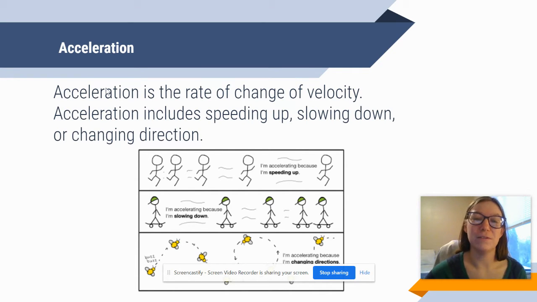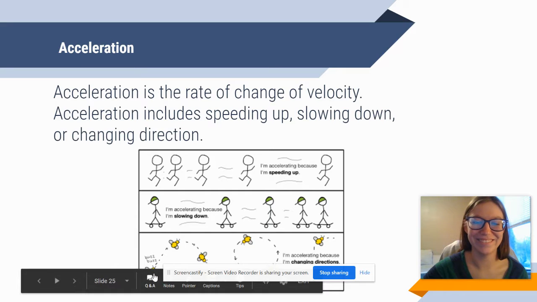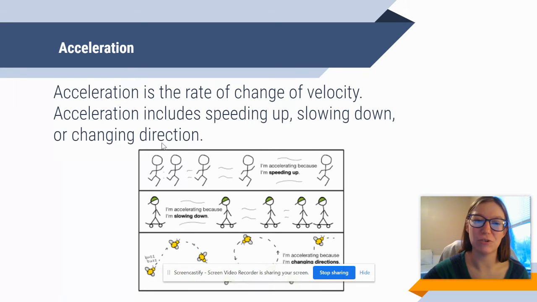So first off, the difference between acceleration and velocity. Remember that velocity is what we talk about whenever we're talking about speed with a direction. And acceleration is a change in velocity. It's delta V over time, so a change in velocity over time. Acceleration can be three things, right? It can be speeding up, it can be slowing down, or changing direction. So if you're doing any of these three things, then you are accelerating.